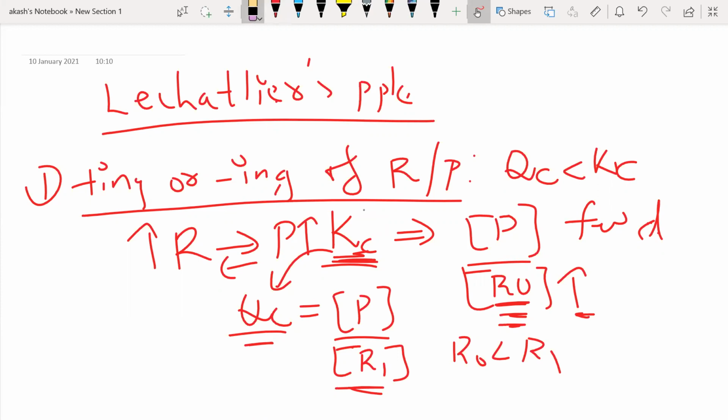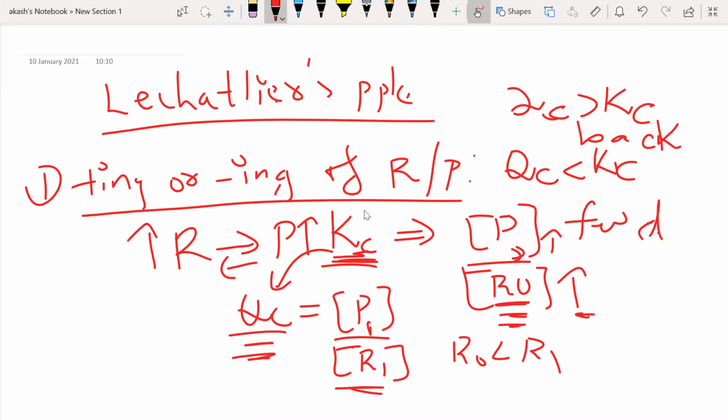Something like this will be there. Say I call this P naught, the product concentration at equilibrium. Now I have increased the concentration to say P1. So obviously I know that the numerator is increased. That means the Qc value in this case will be greater than Kc. So now, greater than Kc, I know what will happen. It is going to move in the backward direction.